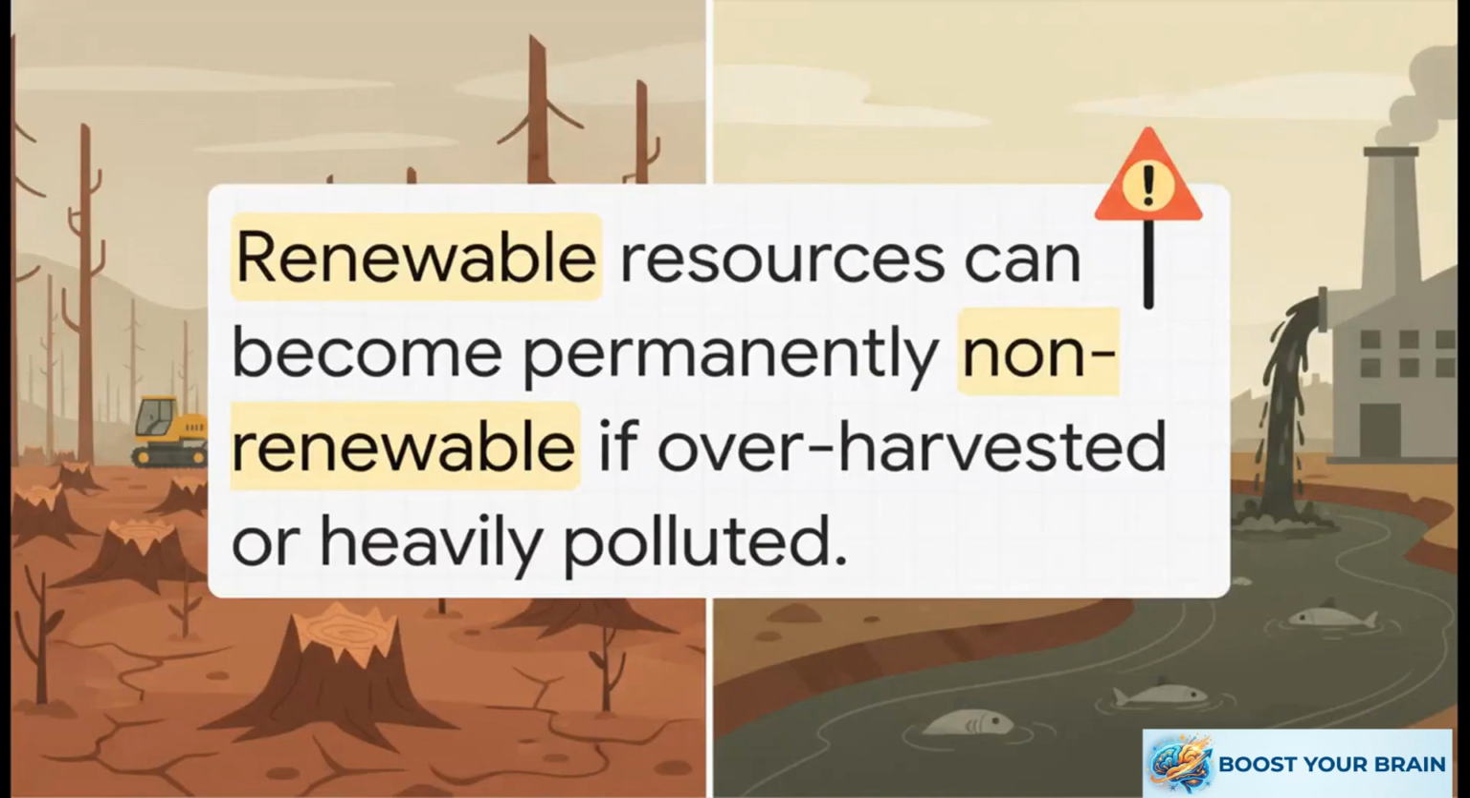But hold on, because here is a massive warning flag for you. Even renewable resources can become permanently non-renewable if we aren't careful. If human activities disrupt those natural processes of restoration, like say we overharvest timber way faster than the trees can regrow, or if we heavily pollute our fresh rivers with industrial waste, we can permanently destroy a self-regenerating resource. It's an incredibly fragile balance.